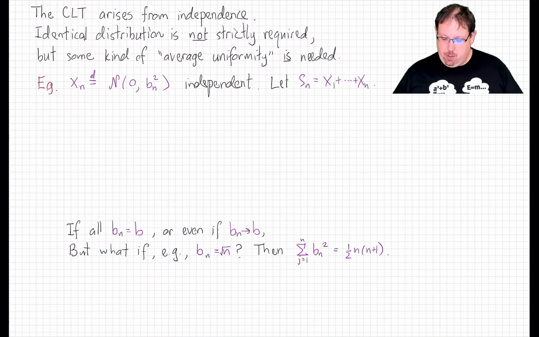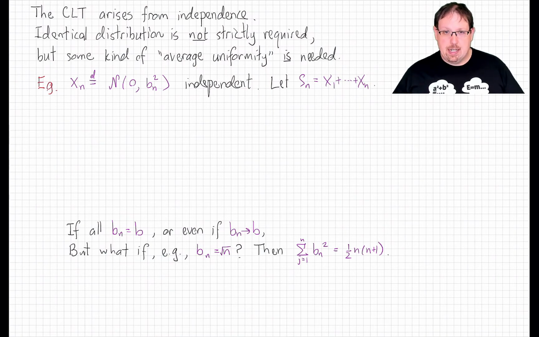The central limit theorem arises from independence. In the basic central limit theorem, we assumed independence and identical distribution for all of the random variables, but that second assumption is not strictly necessary. However, we can't abandon it altogether. We need some kind of average uniformity for our random variables, at least in the tail, in order for the central limit theorem to hold. Here's an example to understand why.